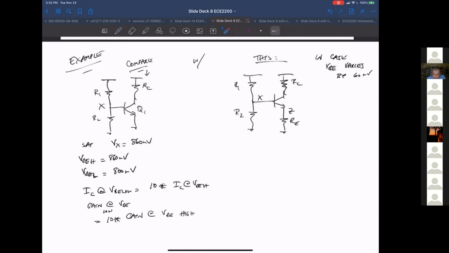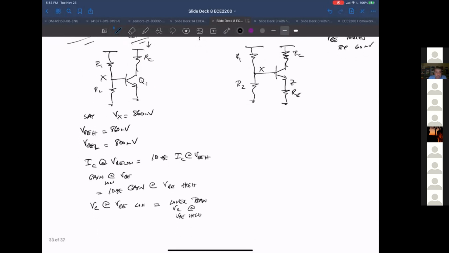And also your voltage at this point is going to be quite a bit lower, right? Because you have 10 times more current going through R sub C. So V sub C at VBE low is going to be significantly lower than V sub C at VBE high. Does that make sense, guys? The point I'm trying to make there? Or is it getting too confusing?